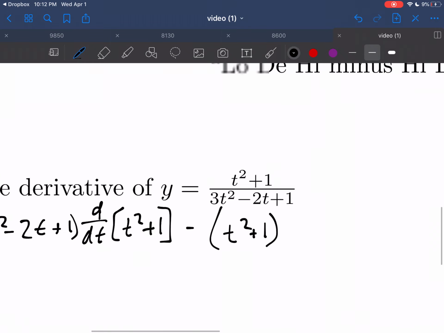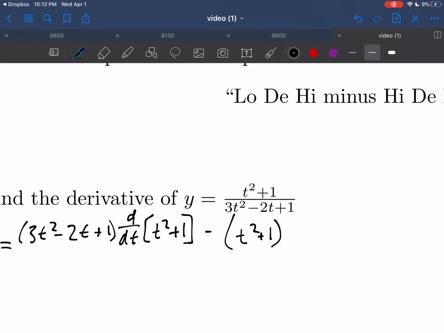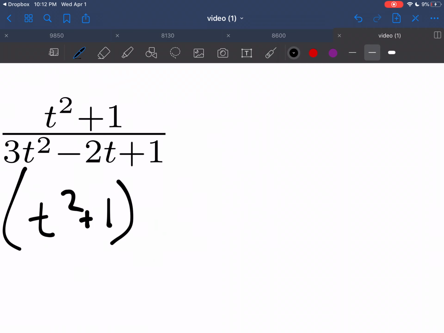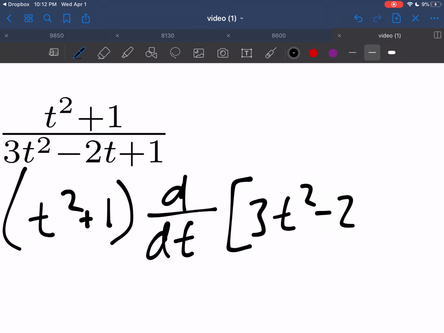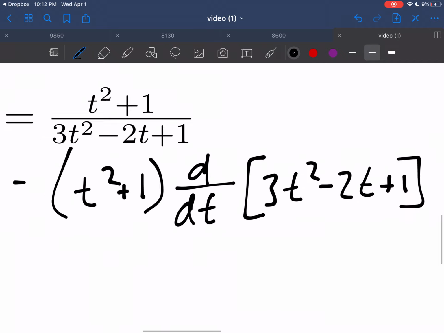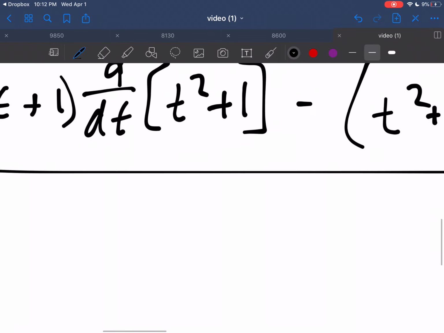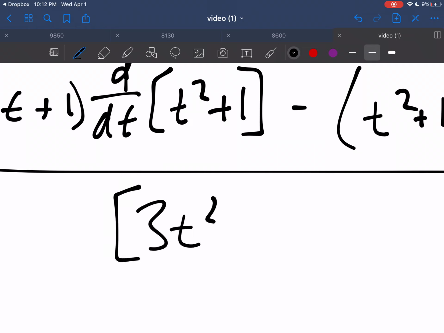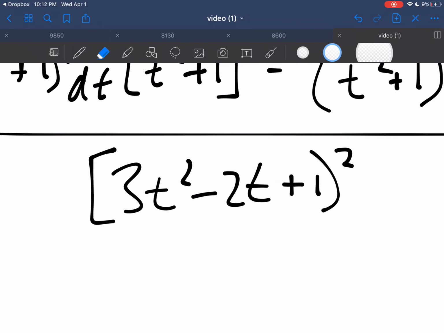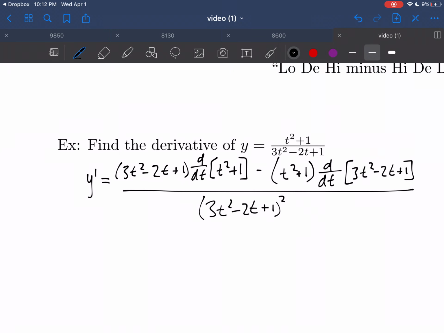Alright, so we had low d high minus high. Now we're doing d low. Okay. Over low squared. Make my parentheses match here because I can't seem to remember which ones I'm using. Alright, so now we'll actually do our derivative step.